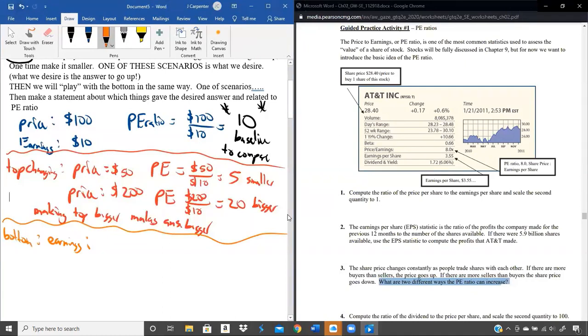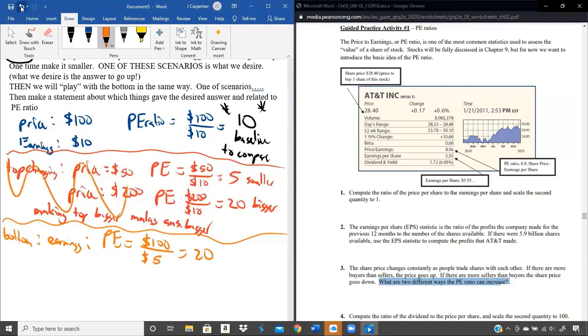All right, so earnings is what we're changing. Well, what do we make the price? Do we go with the 50 or the 20? We are ignoring all of this now. We're going back to the baseline scenario. So we have to use the 100 for the price. So it's PE, 100 for the price. That will not change in either scenario. Now one time, let's make the earnings smaller. Let's go from 10 to say 5. I'm just picking numbers that I know will divide evenly and quickly. 100 divided by 5 is 20.